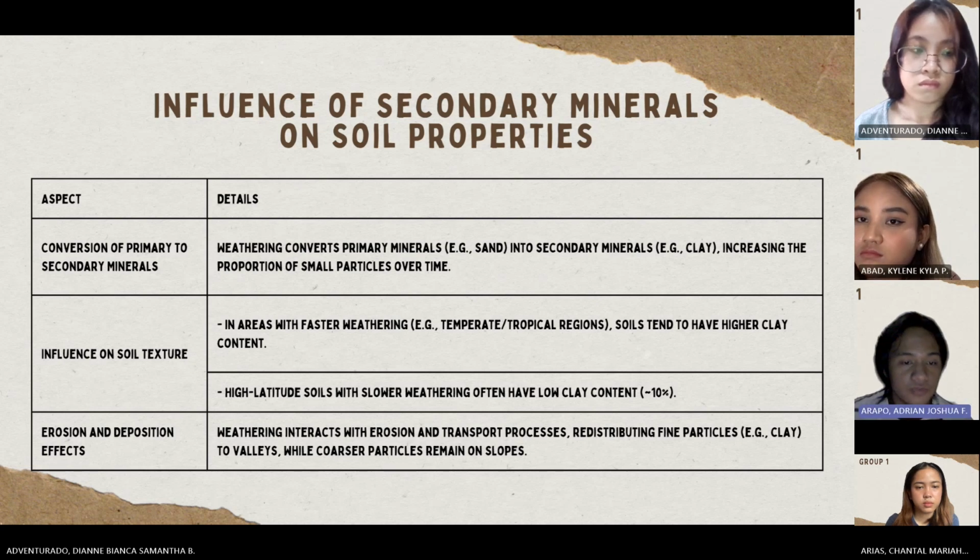Erosion and deposition effects. Weathering interacts with erosion and transport processes, redistributing fine particles, just like clay, to valleys, while coarser particles remain on slopes. Next slide, please.